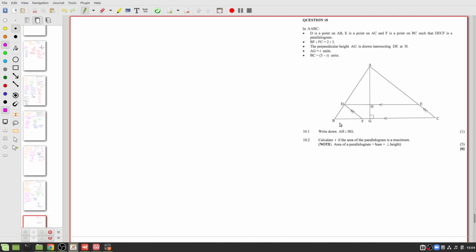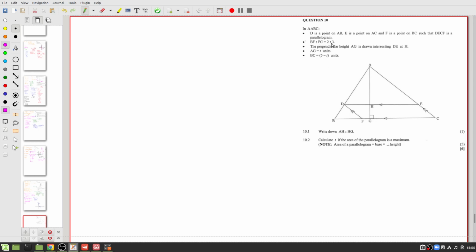Okay, in triangle ABC, let's say D is a point on AB, we can see that E is a point on AC, and F is a point on BC. And then DECF is a parallelogram. So DECF, so this is a parallelogram.